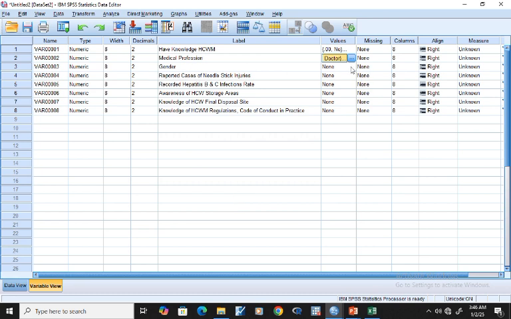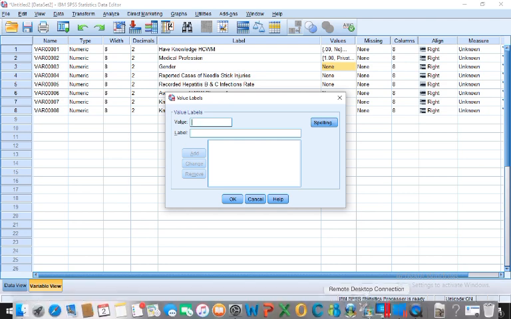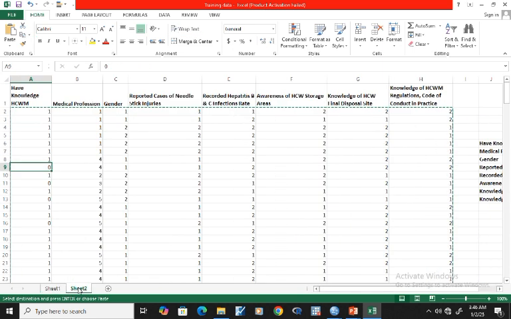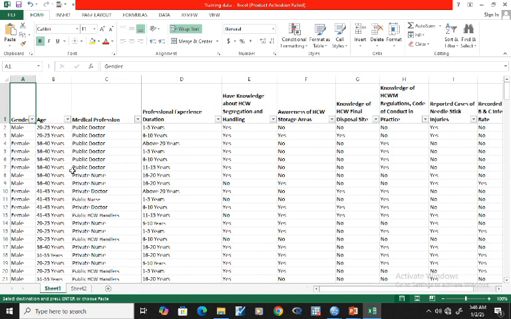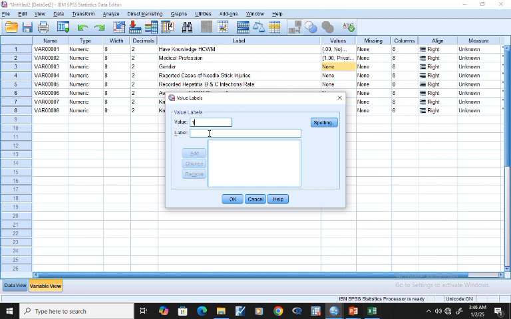Then we have, what are the codes for the gender? You see, we have gender as male and female, where 1 is male and 2 is female. So we go there and use 1 as male and 2 as female.